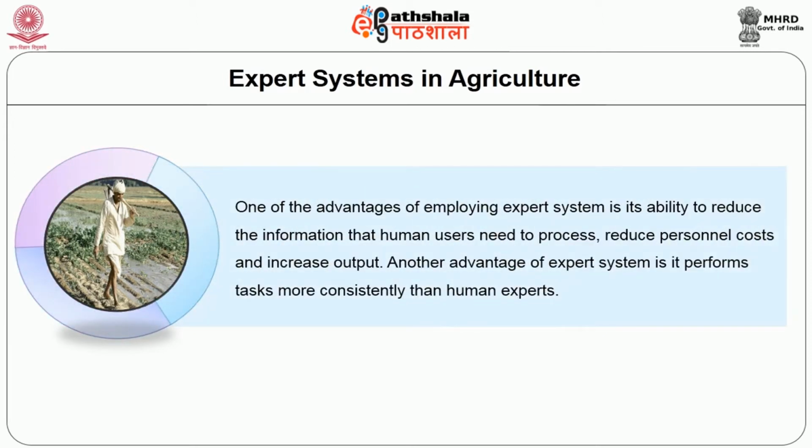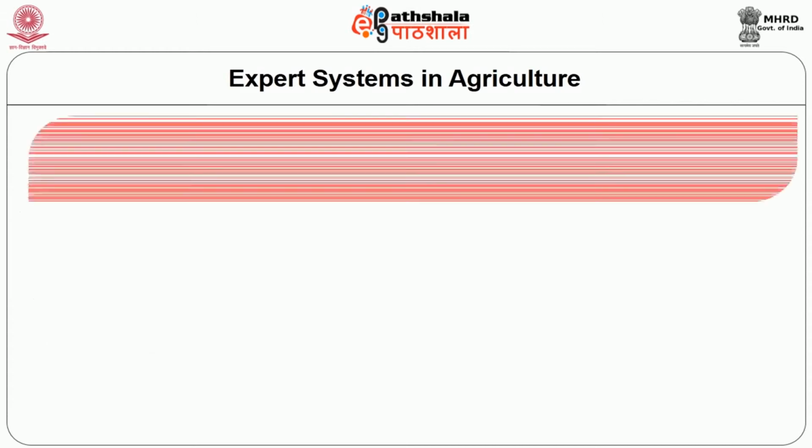One of the advantages of employing expert systems is their ability to reduce the information and human expertise needed to be processed, reduce personnel cost and increase output. Another advantage of expert systems is that they perform tasks more consistently than human experts.